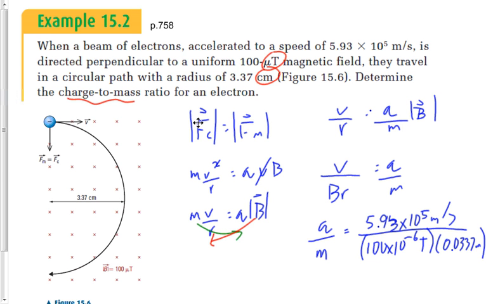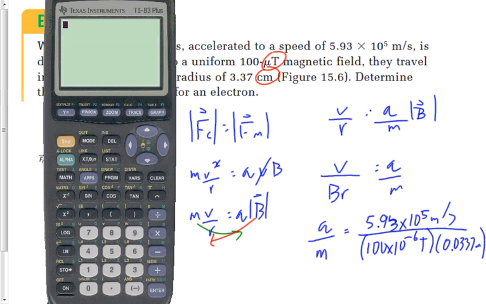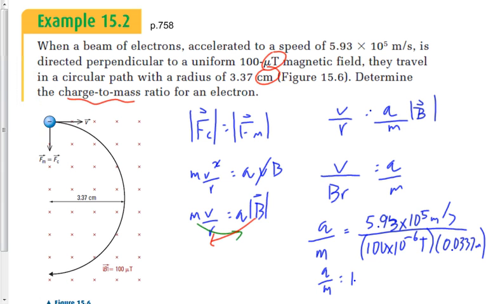Let's do the math here. We'll do this together, just to make sure that you guys can use your calculators properly here. We got 5.93 times 10 to the 5. Let's divide that by, use some brackets here on the bottom, 100 times 10 to the minus 6 times 0.0337. Now end that bracket. What did I get for a value here? 1.76 times 10 to the 11 coulombs per kilogram.